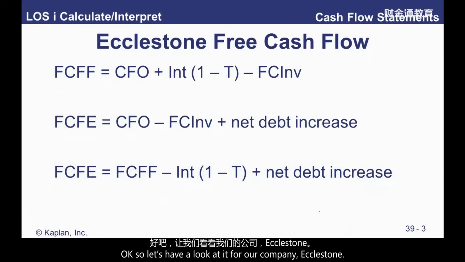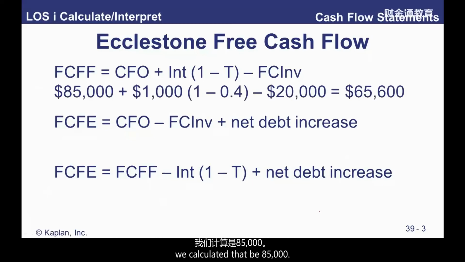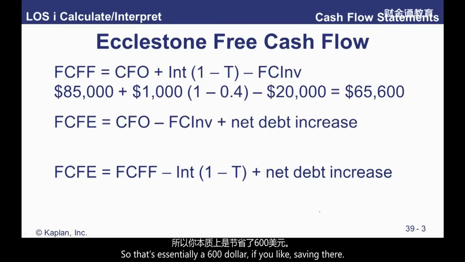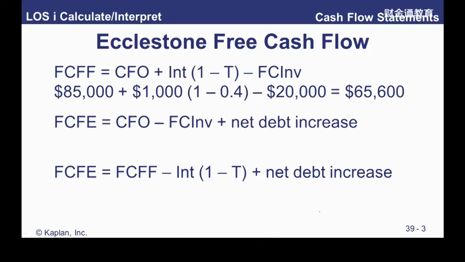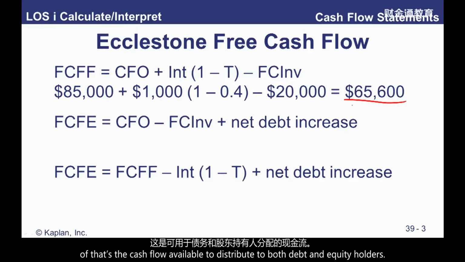Okay, so let's have a look at it for our company, Eccleston. We know our CFO, we calculated that to be $85,000. I'm going to take the interest expense, $1,000, times the firm's tax rate of 40%. So that's essentially a $600 saving there. And then I'm going to subtract my cash flow from investing, CFI, of $20,000. So CFO plus the net interest minus our fixed capital investment, our CFI, gives me $65,600. Okay, that's free cash flow to the firm. That's the cash flows available to distribute to both debt and equity holders.